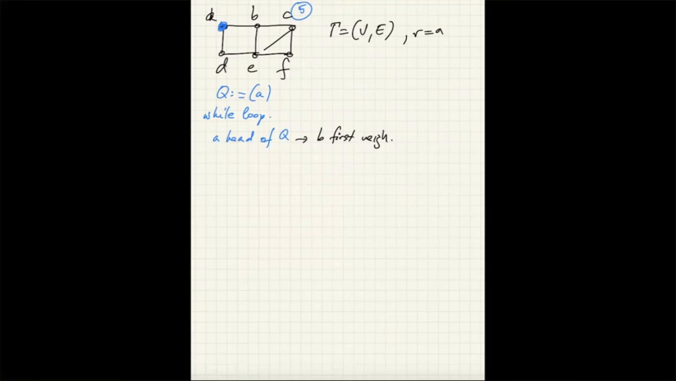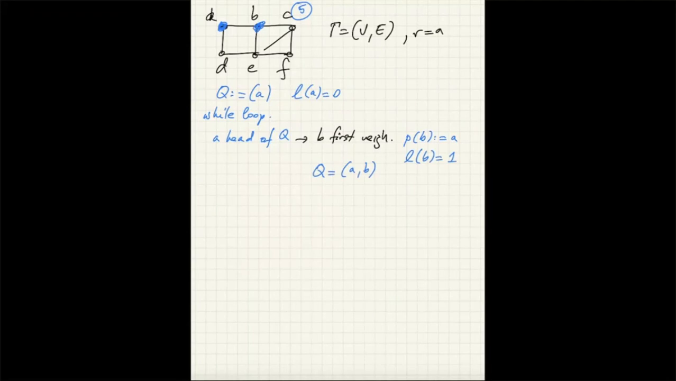What do we have? The level of A is 0. B is the first neighbor of A. So we assign the parent of B to be A. The level of B is going to be 1 because it's the level of A plus 1. And then the Q changes to become A, B. Okay, and this vertex has been visited.